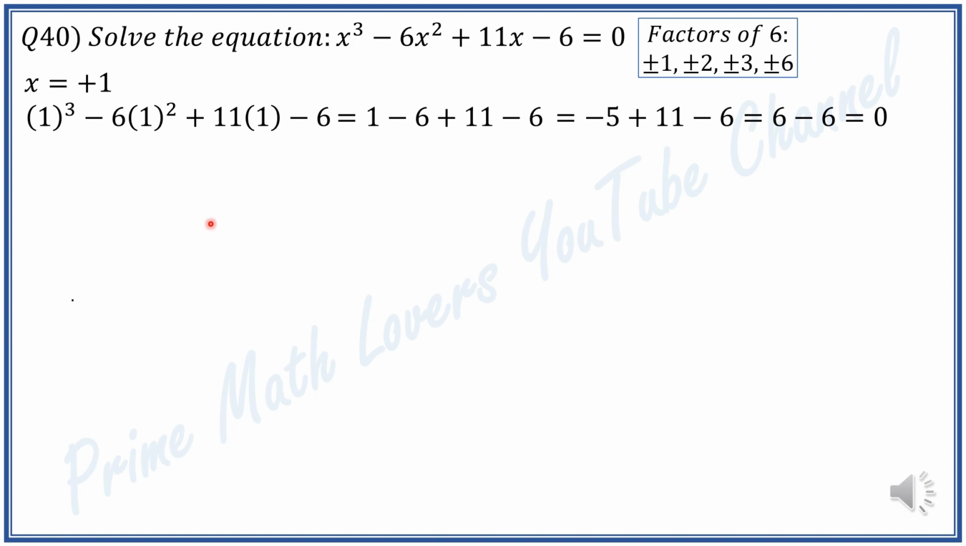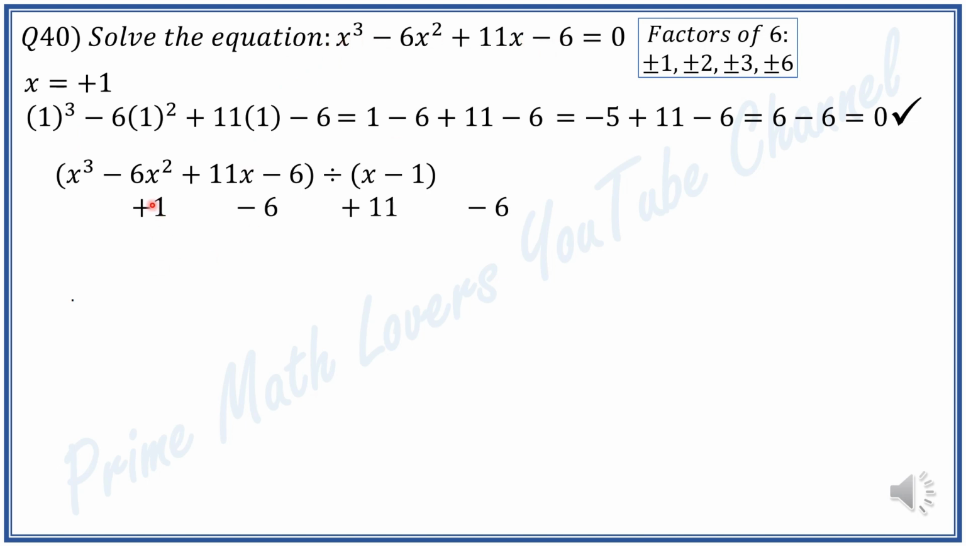And this means our equation is divisible by x minus 1. So now we try to divide the equation by x minus 1 and find the other roots. First, we write down the coefficients of the cubic equation: plus 1, minus 6, plus 11, and minus 6. Then I write here x is equal to 1 as a root, and I draw a line here.